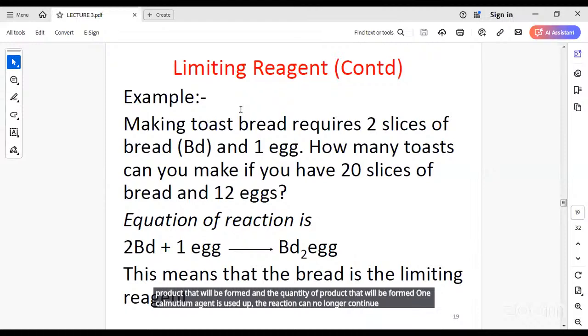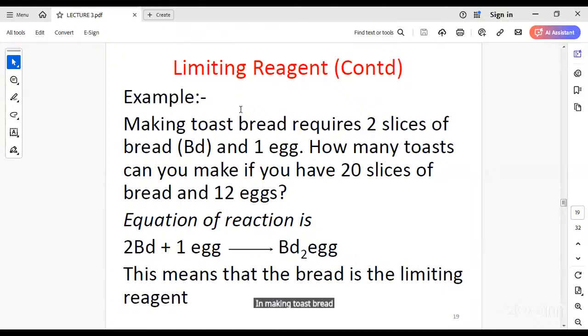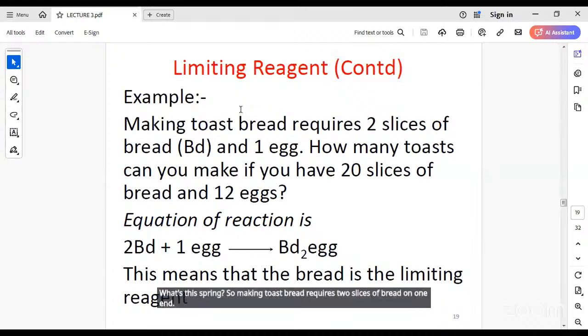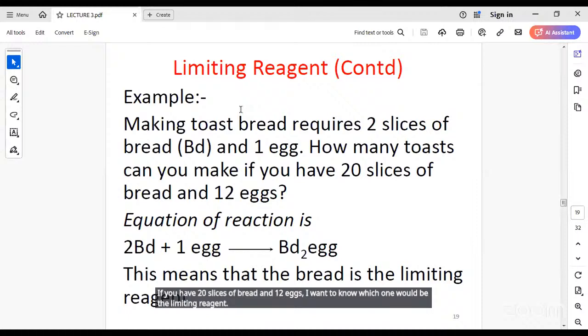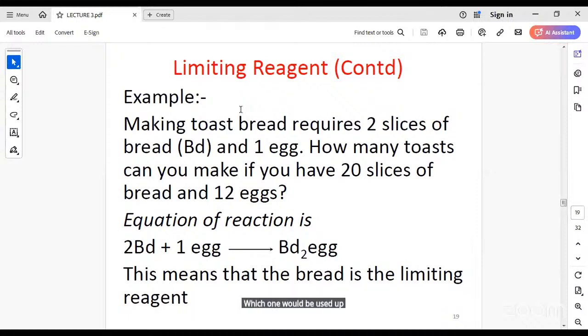So I have an example here. In making toast bread, I know most of us will like eating toast bread, but it's fine. So making toast bread requires 2 slices of bread and 1 egg. Of course, most of us, that is how we make toast bread. Now, I want to ask you, how many toasts can you make if you have 20 slices of bread and 12 eggs? I want to know which one will be the limiting reagent, which one will be used up first, and after that, you can no longer make your toast bread.